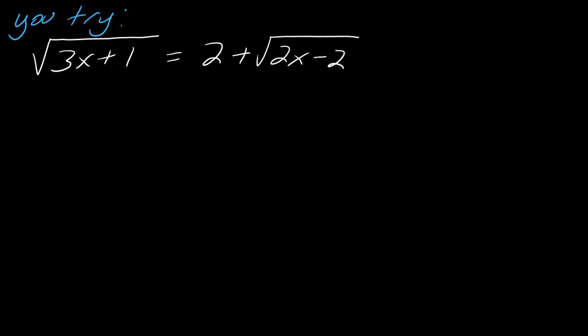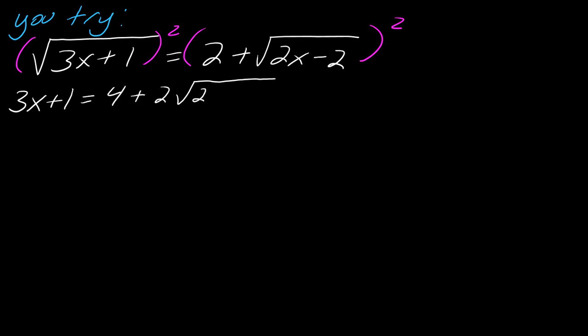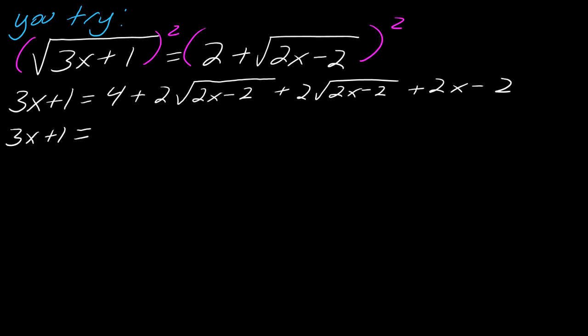Okay, so first things first, we're going to start by squaring both sides. I'm going to square this side, I'm going to square this side, and then I have to FOIL out this side. So let me write that out. This will be just 3x plus 1, and this will be 4 plus 2 times the square root of 2x minus 2, plus 2 times the square root of 2x minus 2, plus 2x minus 2. Now let me collect my like terms. As I look through this, I get 2 plus 2x plus 4 times the square root of 2x minus 2. And now I need to isolate the radical.